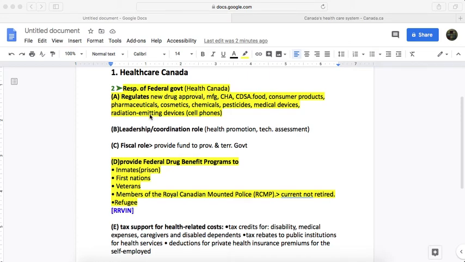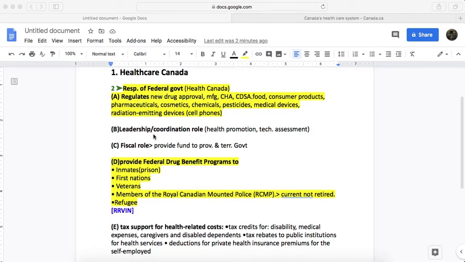It is responsible for 5 important things. First, it regulates new drug approval, manufacturing, Canada Health Act, Controlled Drug Substance Act, food, consumer product, pharmaceuticals, cosmetics, chemicals, pesticides, medical devices, radiation emitting devices like cell phones. So everything available to use in Canada is approved and regulated by the federal government.